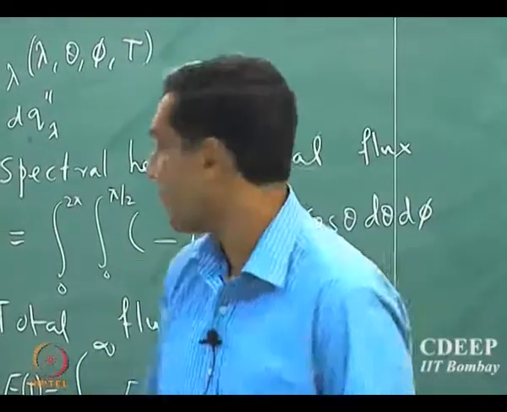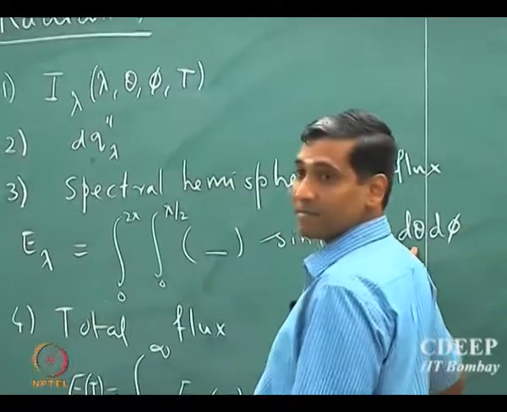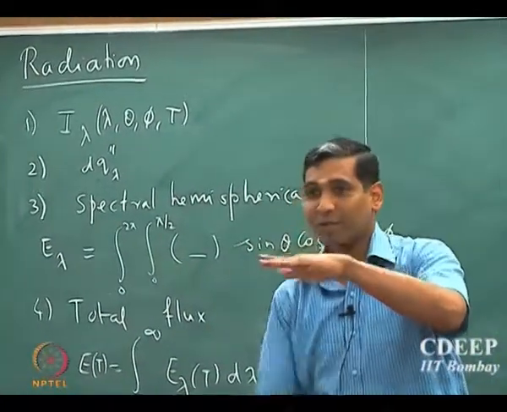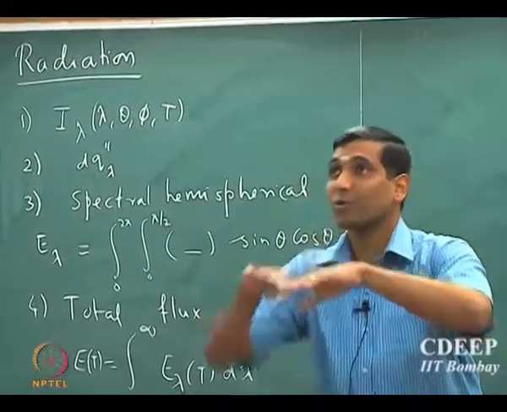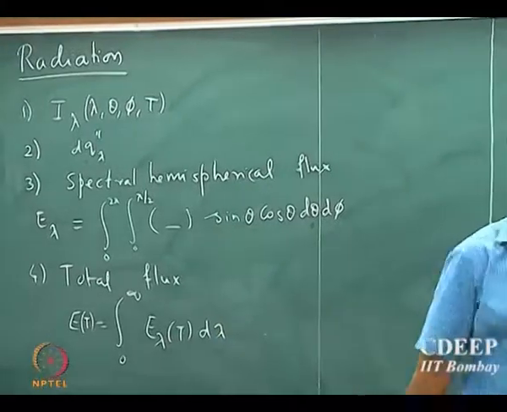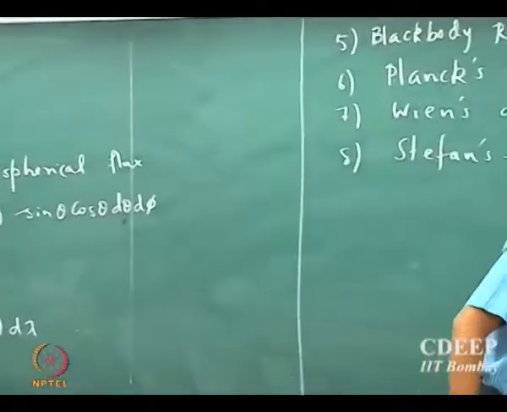So in this case, if it is a surface emission, you cannot integrate it from 0 to pi. It has to be 0 to pi by 2 on the angle theta. Because it's a surface emission, you cannot see the other side of the surface. It's only seeing the top side. So you have to integrate only in the upper hemisphere. Any other question?